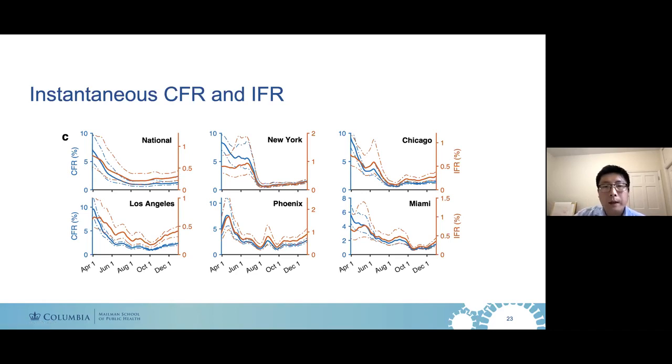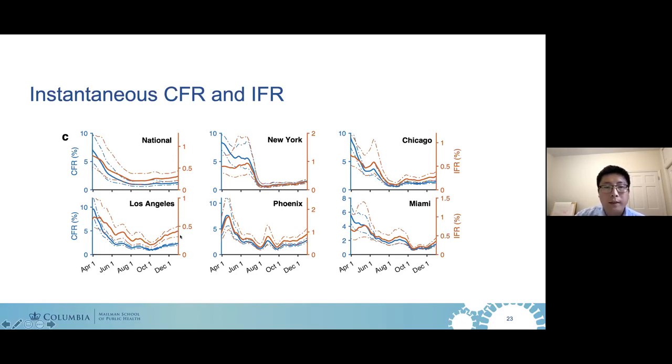This drop may be caused by a number of factors. For instance, the change of age profiles in the infections. We know fewer and fewer older people got infected during this time, and also probably because of awareness of the disease, early detection, and improvement of therapeutic treatment, like dexamethasone and other steroid medicine.